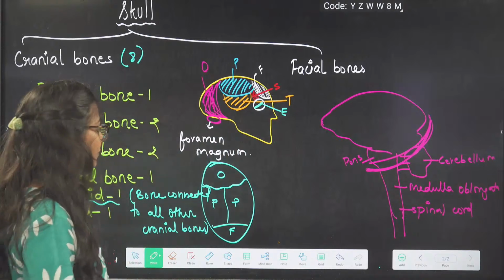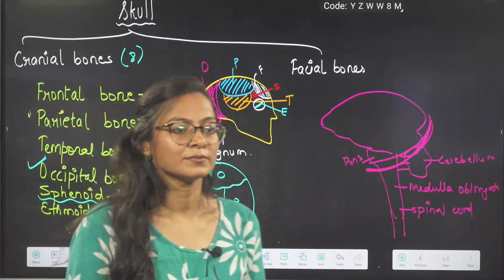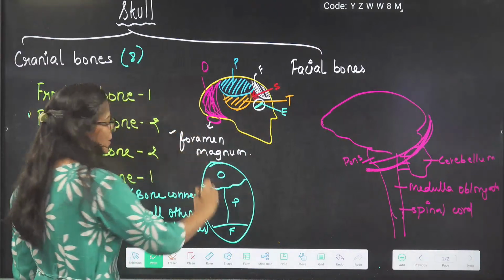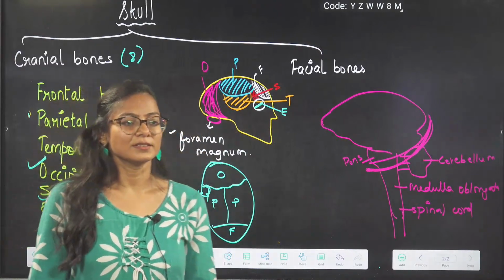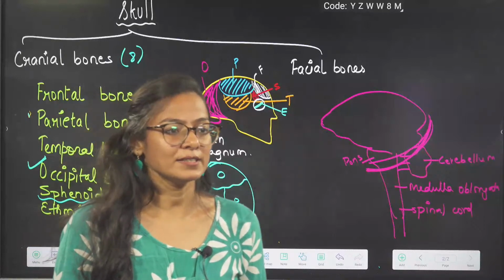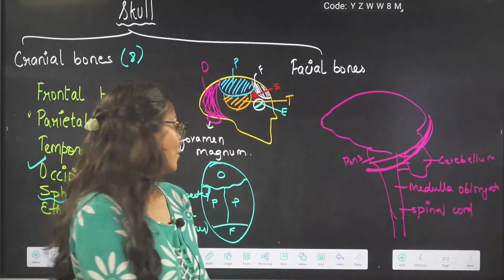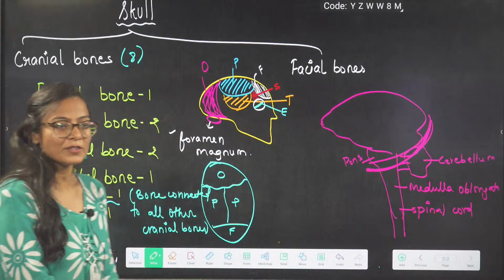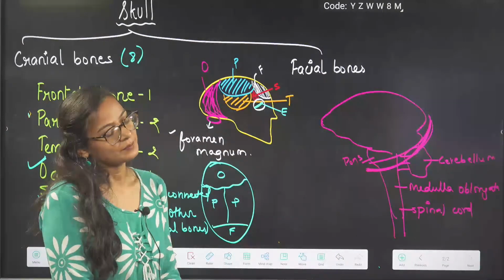Yes, I will change the color. Don't worry. I hope this foramen magnum is visible, what I have written. Okay. Fine. So this is all about the cranial bones. Now can we talk about the facial bones?